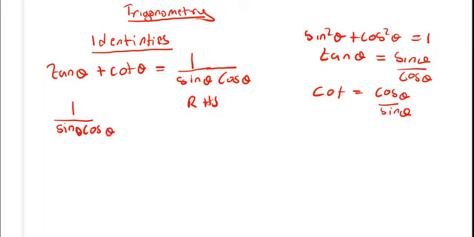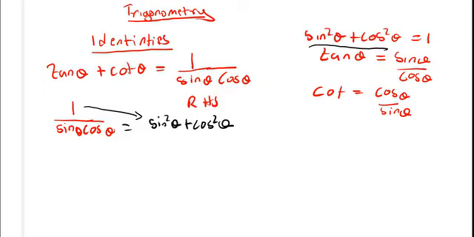Let me change the color so that people can easily follow. Where we see 1, I can easily say it is equivalent to sine squared of theta plus cos squared of theta, because this is the Pythagorean identity. Meaning where I see 1, I can replace it with sine squared of theta plus cos squared of theta.